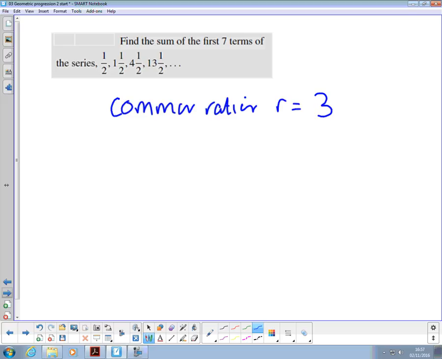Okay. So therefore it's an R that is greater than 1. We need to use the greater than 1 version of the sum formula. Find that.